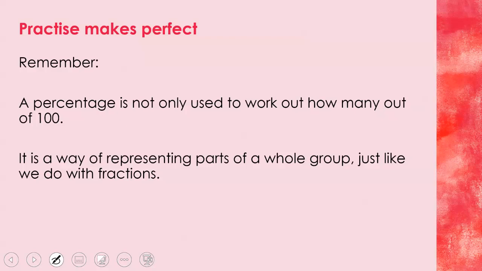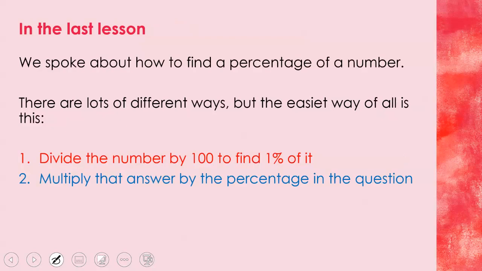So remember, a percentage is not only used to work out how many things there are out of 100, it's also a way of representing parts of a whole group, just like we do with fractions. In the last lesson, which I hope you've done before you've started this lesson, if you haven't, please go back and do it. We spoke about how to find the percentage of a number. There are lots of different ways. This way is the easiest. And this is the way that we are practicing fluency for in this lesson.